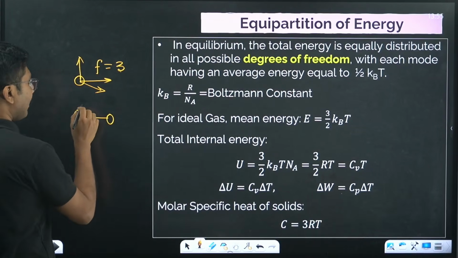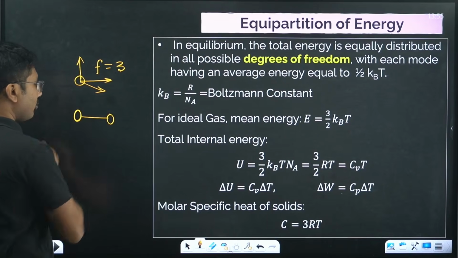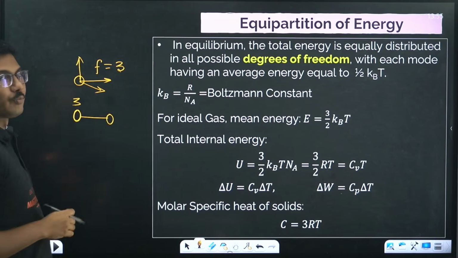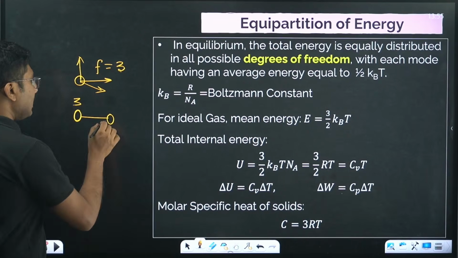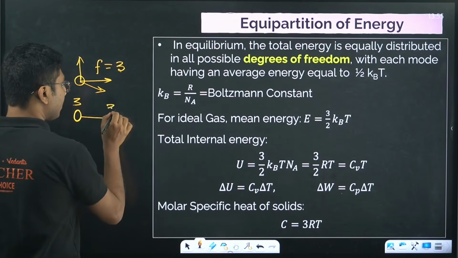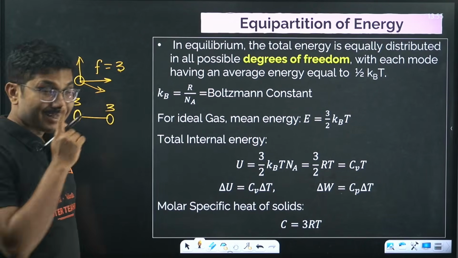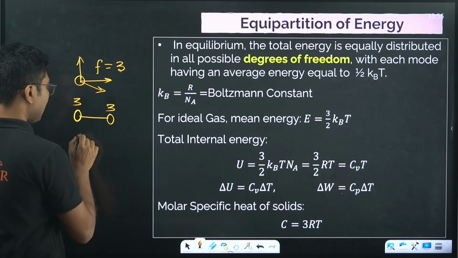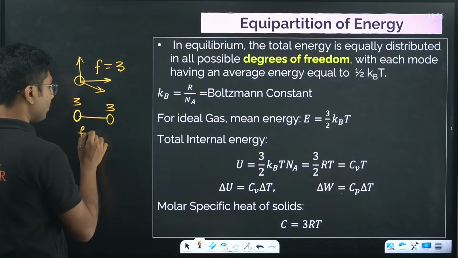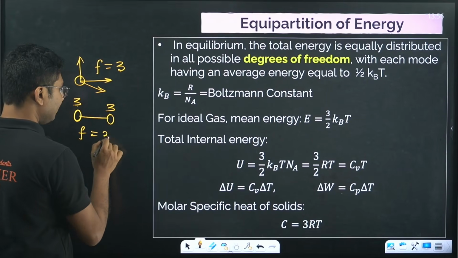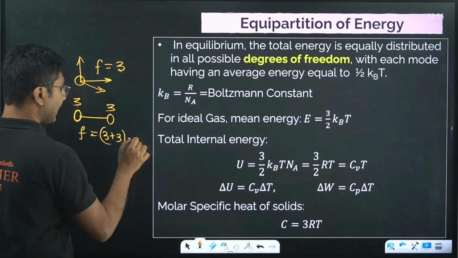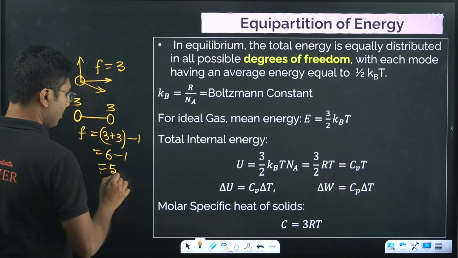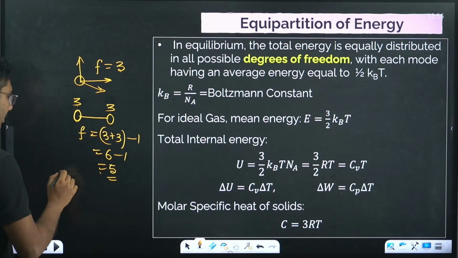If we consider only one molecule, remember one molecule always has 3 degrees of freedom, no matter what. Here we have another molecule, it will also have 3 degrees of freedom, but here they are joined by one bond. That means the degrees of freedom for a two-atom molecule will be 3 plus 3 minus 1, that is 6 minus 1, that is 5. This is how you can remember.